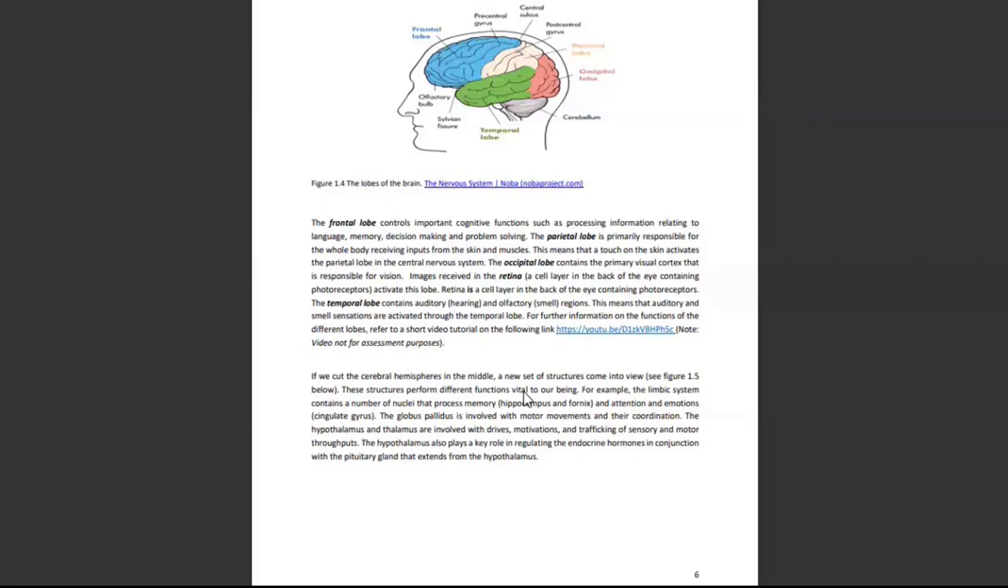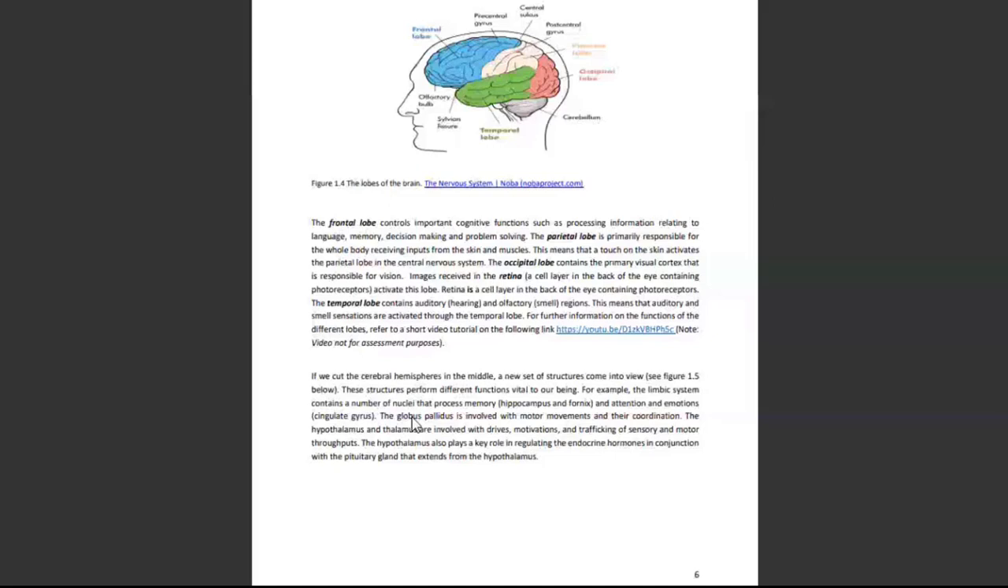vital to our body. For example, the limbic system contains a number of nuclei that process memory. What processes memory? Hippocampus. Then you highlight. What determines or controls memory? Hippocampus. Attention and emotions are coordinated by what? Cingulate area. Then you have globus pallidus. Globus pallidus is involved with motor functions. Then we have what? Hypothalamus and the thalamus.